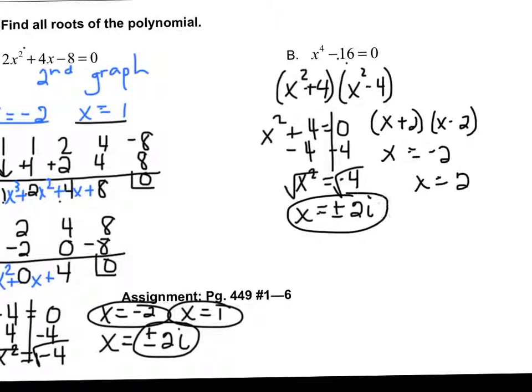So there we have our 4 answers. 2 of them are imaginary, and then 2 of them are real, and that matches up with the degree. So we've used the fundamental theorem of algebra, and it all works out.